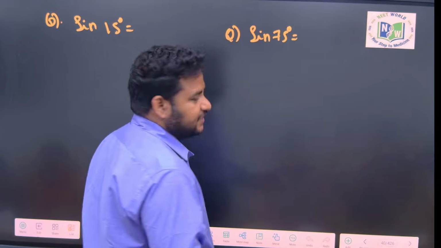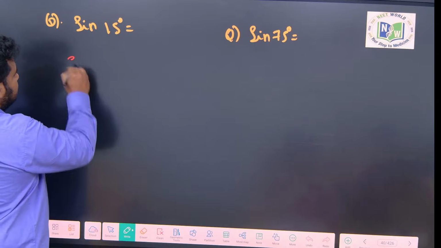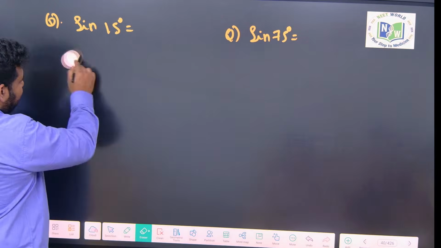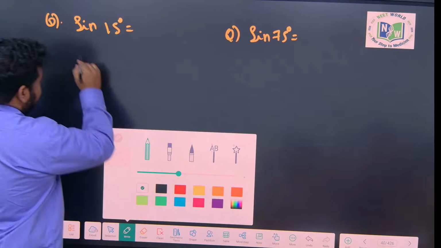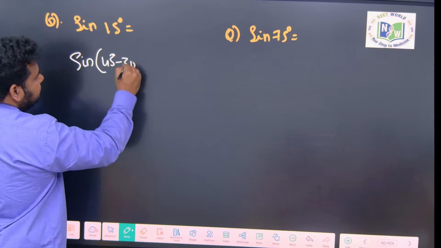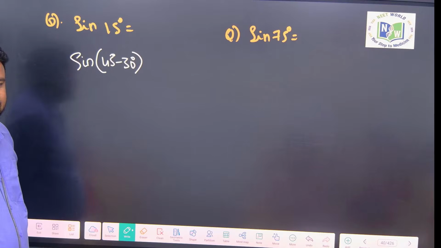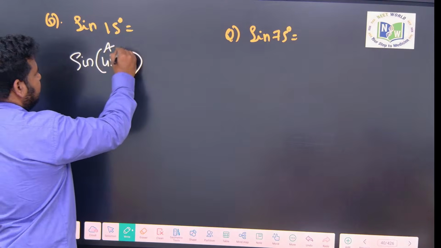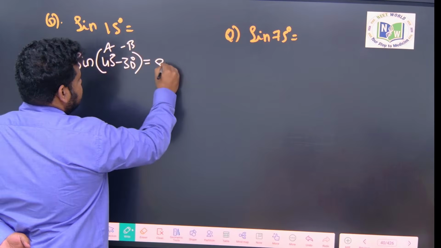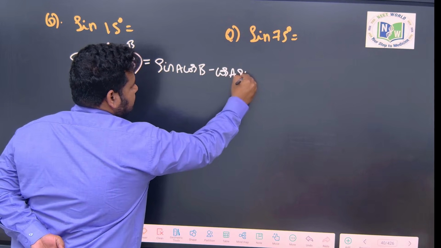Suppose you don't know, you can derive also, how to derive the compound angle formula. So sin 15 degree. Suppose you don't know how it is coming, I am showing. Sin 15 degree can be written as what? 45 minus 30, sin of 45 minus 30. So this is sin of A minus B, correct? Sin of A minus B is what? Sin A cos B minus cos A sin B, correct?